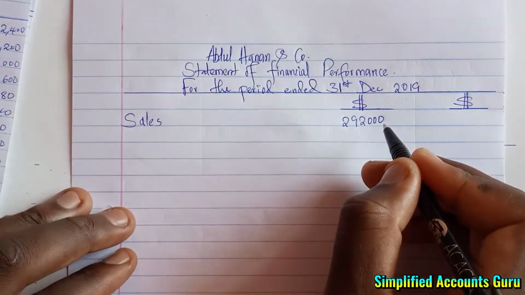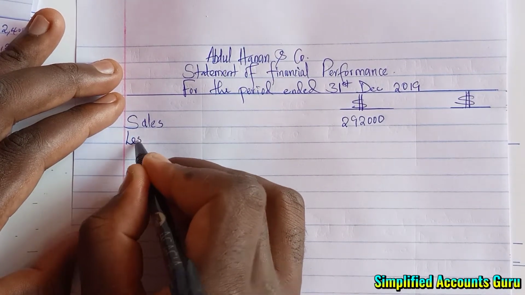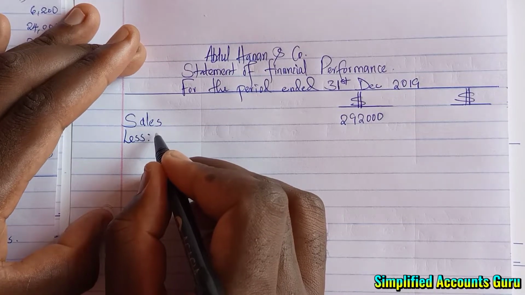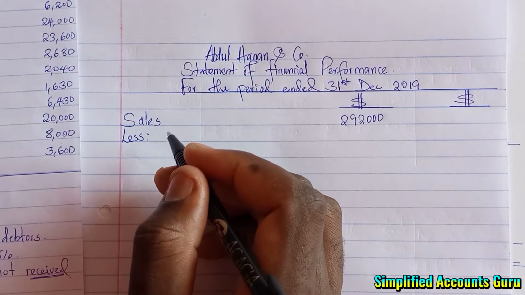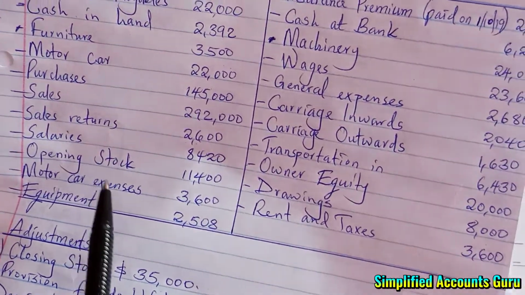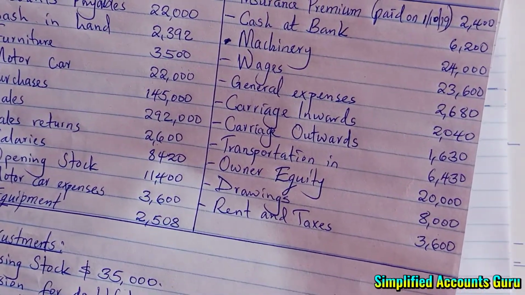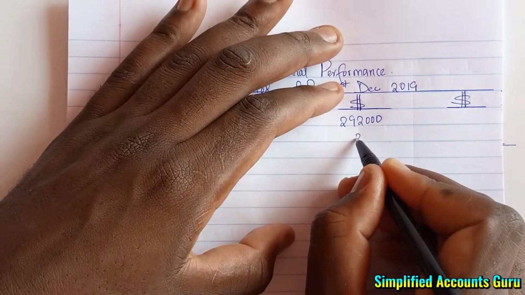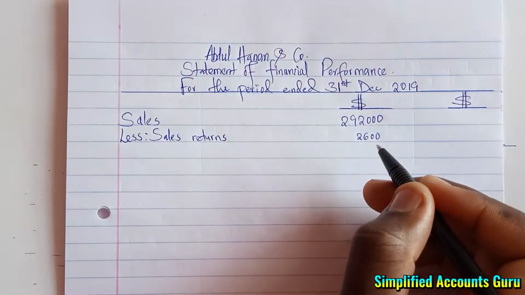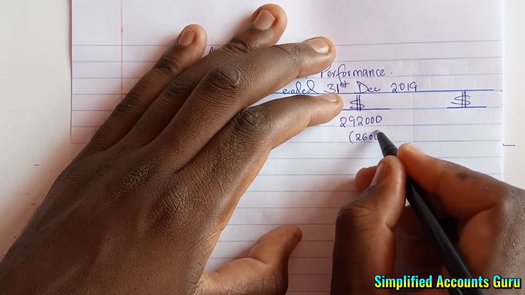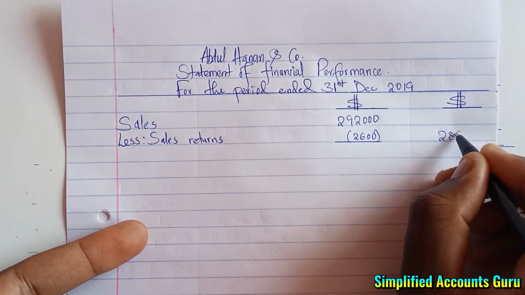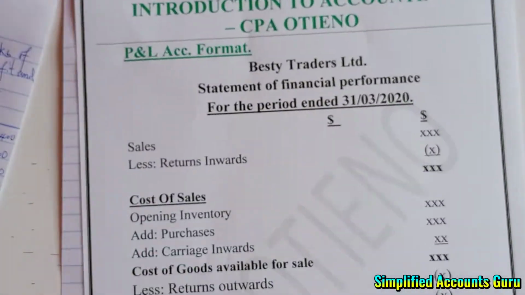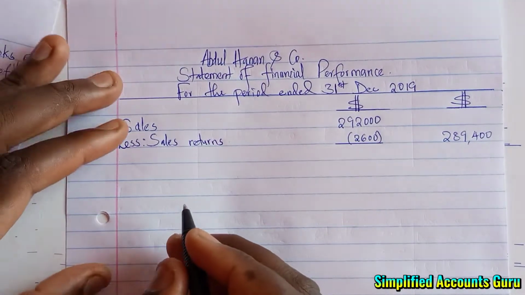292,000, and then you say less sales returns. So sales returns here is the same as the other word called returns inwards. $2,600. That gives $289,400. Next here is the cost of sales.